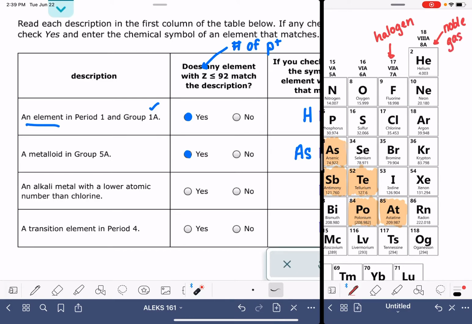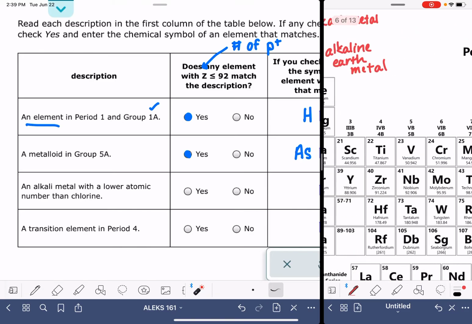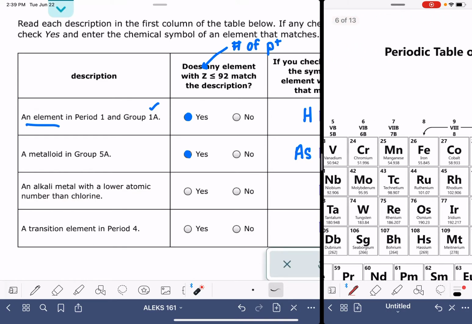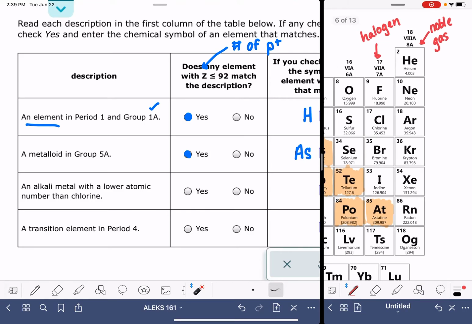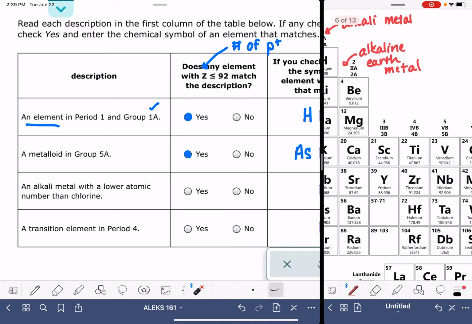We're looking for an alkali metal, so that's the same thing as an element that is in group 1A, and we want one that has a lower atomic number than chlorine. So let's find chlorine on the periodic table, and let's see what its atomic number is. Chlorine is over here, and its atomic number is 17. So we're looking for an alkali metal that has an atomic number less than 17.